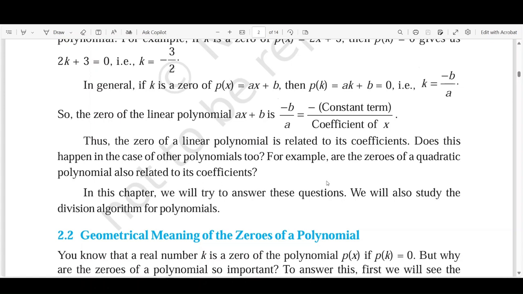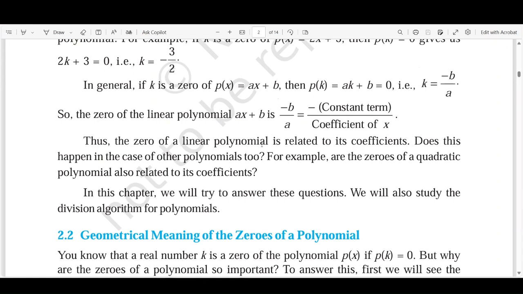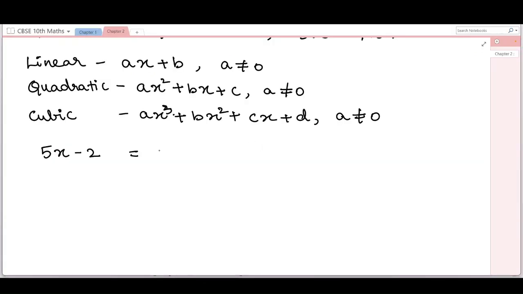Let us consider one more example. If you take a linear polynomial, say 5x minus 2, and I want to find the zero of this linear polynomial, as per the definition it should be equal to minus the constant term divided by the coefficient of x, that is minus of minus 2 divided by 5. So the answer should be 2 by 5, which can also be written as 0.4.